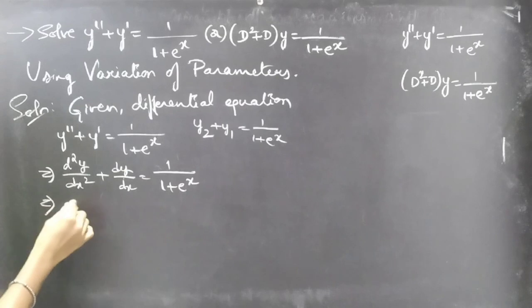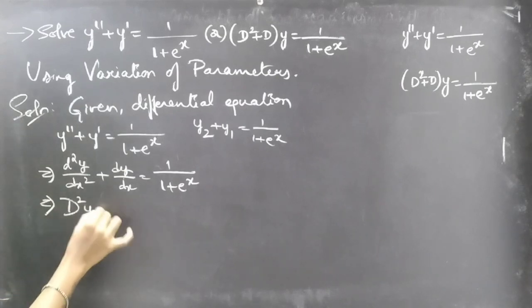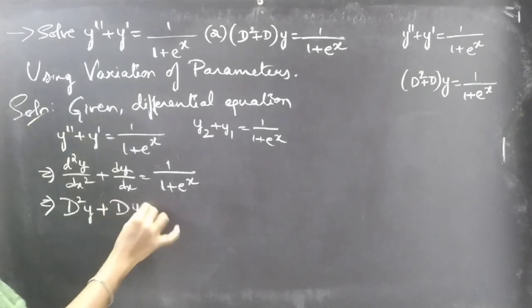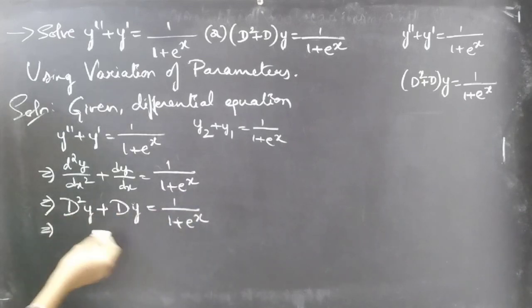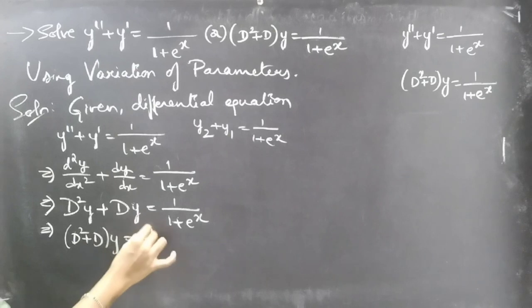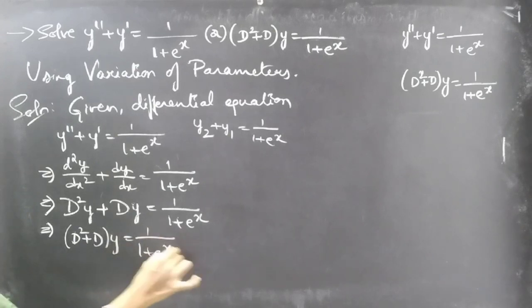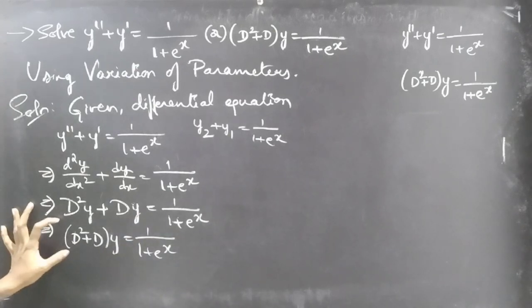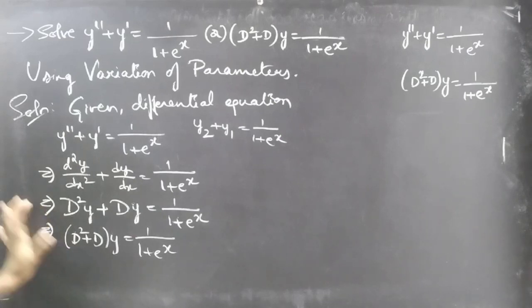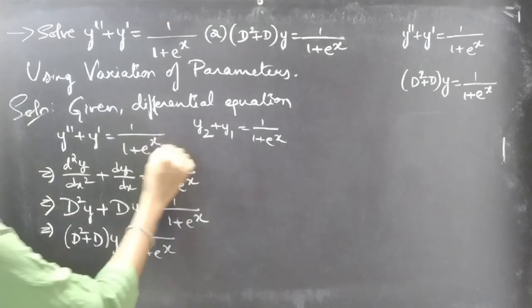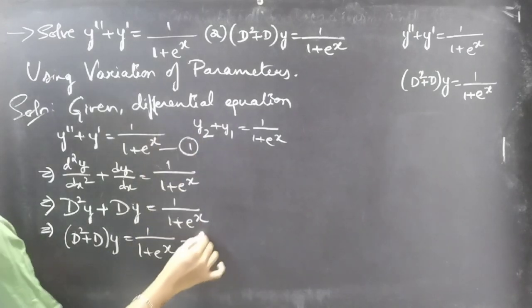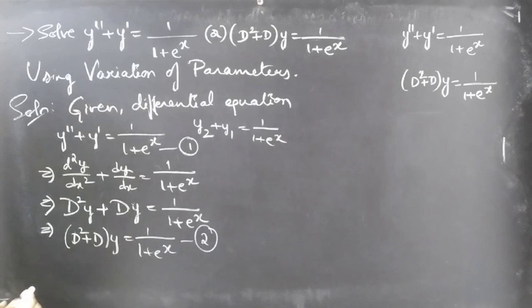Now we'll write d square y by dx square as capital D square y plus capital D y equal to 1 by 1 plus e power x. Now take y common from the two terms of LHS, we'll get D square plus D into y equal to 1 by 1 plus e power x, which is an equation in operator form, right? So consider the first equation as equation 1 and the equation in operator form as equation 2.